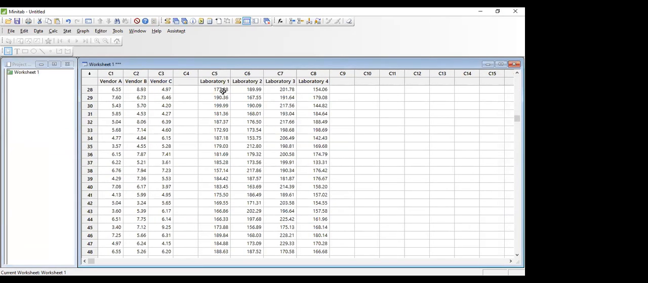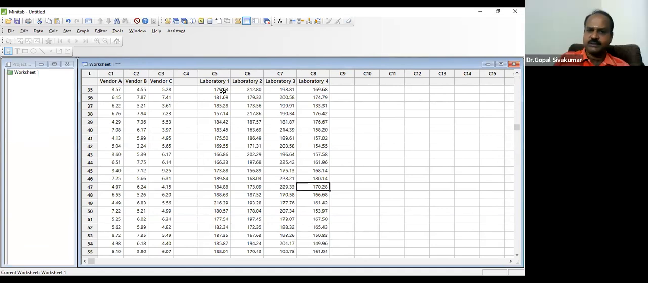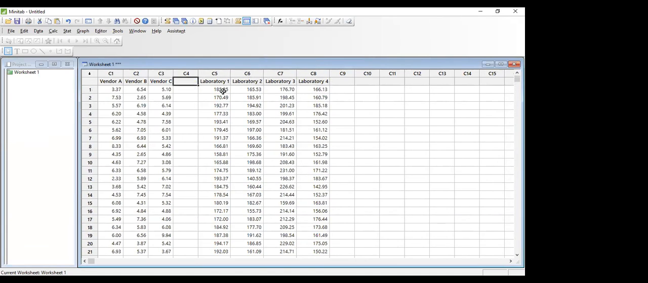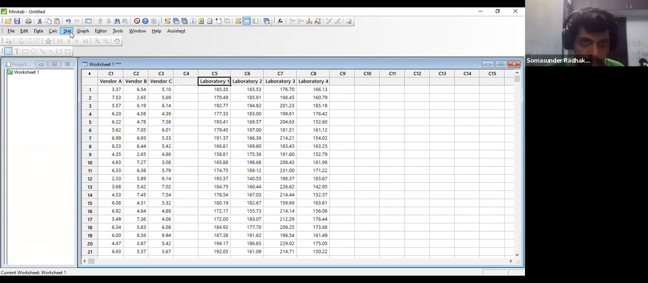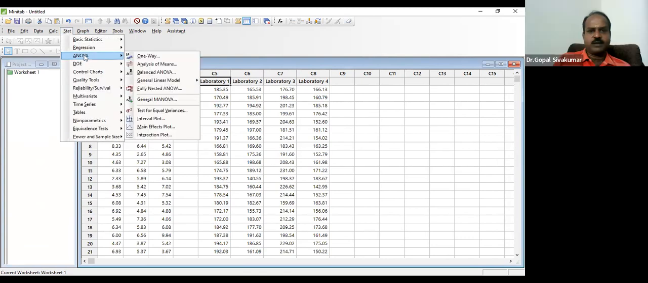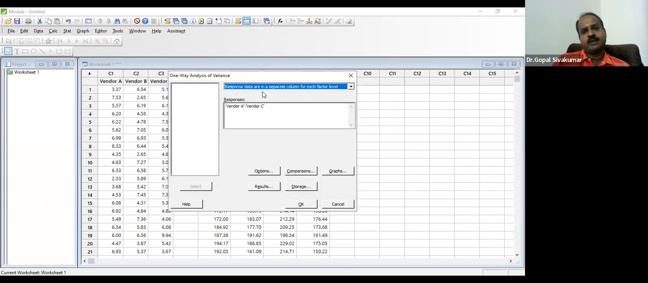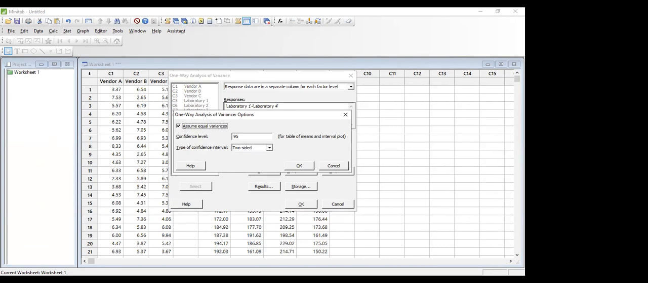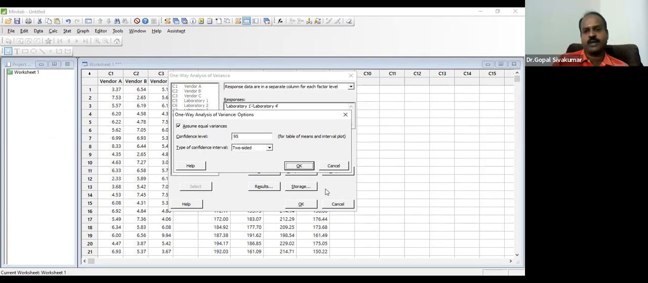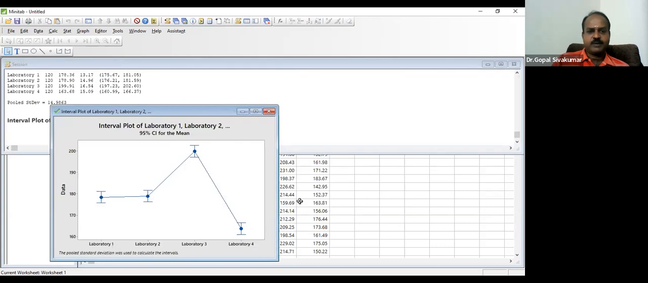Please confirm, right? Yes, sir. So now what is the hypothesis testing I should do? ANOVA. Very good, beautiful. Go to Stat, go to ANOVA, and then one-way ANOVA. Response data are in separate columns. What are the columns I should choose? C5, C6, C7, C8. And for ANOVA, the assumption is variances are equal, so equal variance. Okay. Now testing is done.